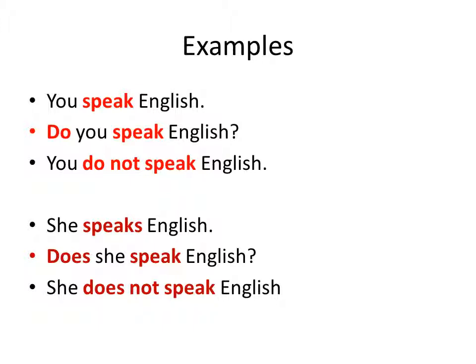The next example says she does not speak English. Ella no habla inglés. You see that we use the auxiliary does in this case because we are using the third person, which in this case is she. Okay. Por eso ocupamos el does, porque estamos ocupando she. Podría también haber sido he or it.